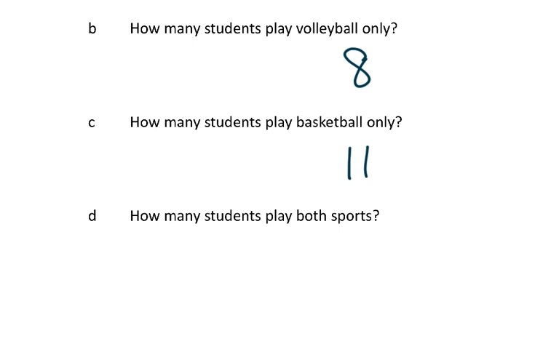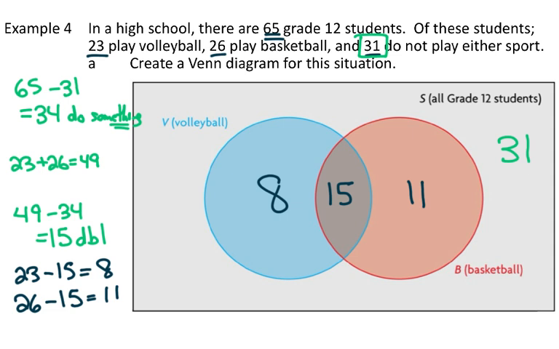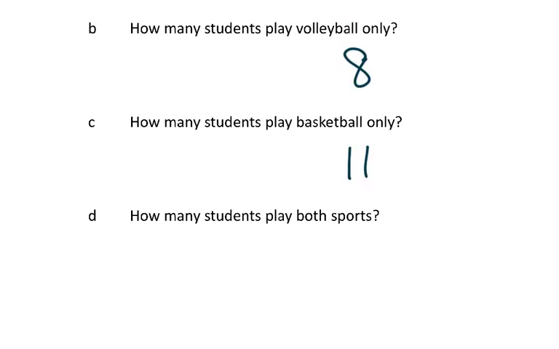And how many play both? 2 ways of looking at that. We know we had 34 who did something that was part of the work to get the Venn diagram. Or we could look at all of the sports area, 8 plus 15 plus 11, no matter which way we do it, 34 people play something.